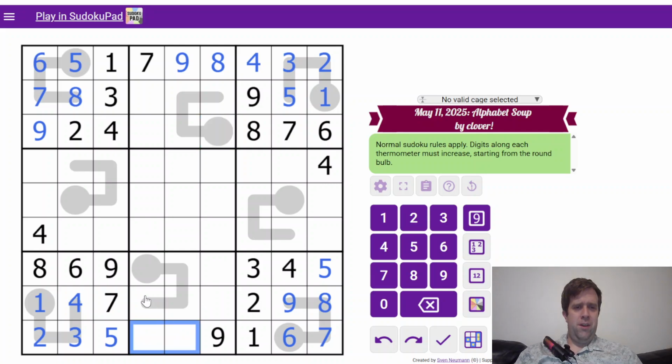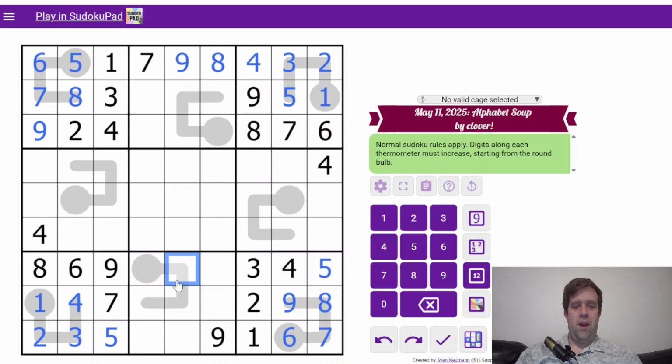4 and 8 along here, 3, 5, and 6 is very interesting. That does give me some digits. If this is a 3, 5, and 6, how can 7 ever be on this thermo? Because it has to be 7, then 8, then 9. So this has to be a 7, and now this is 1 and 2.